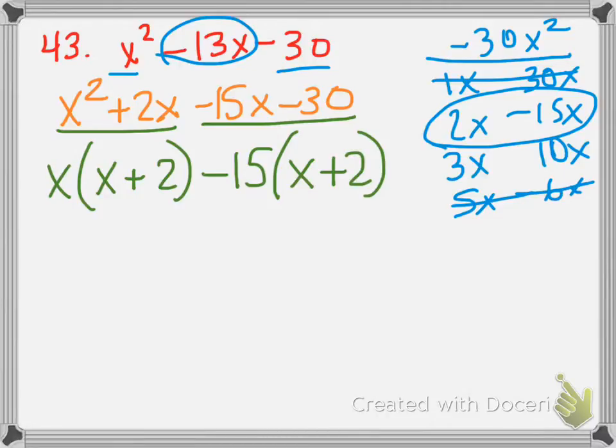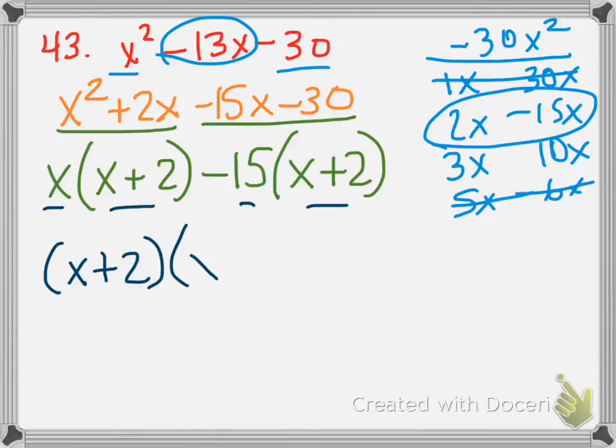So at this point, hopefully what you have is two terms where the parentheses match: x plus 2. Alright, so we're going to take that x plus 2 out as a common factor, and then whatever is on the outside is going to become its own factor, so x minus 15. So that is how you factor a quadratic.